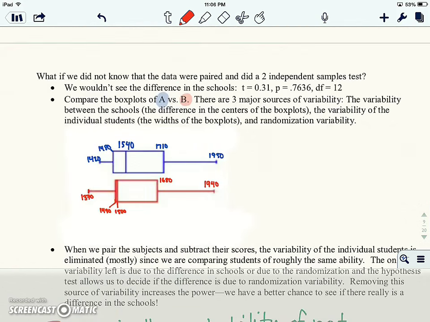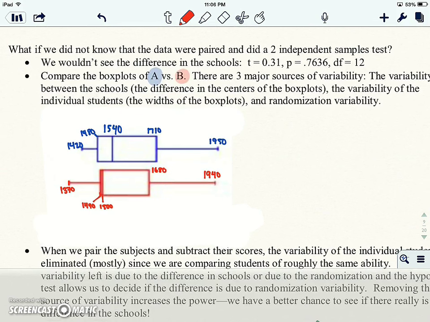Now, let's look at it further. What if we did not know that the data was paired, and instead we just did a regular two independent sample test? We wouldn't actually see the difference between the schools. We would get a t-value of 0.31, which is pretty close to 0, and a p-value of 0.7636, or in other words, we'd have a 76% chance of getting the values that we got between the two schools, or I guess we should say the difference in the means between the two schools, assuming that the schools were the same.